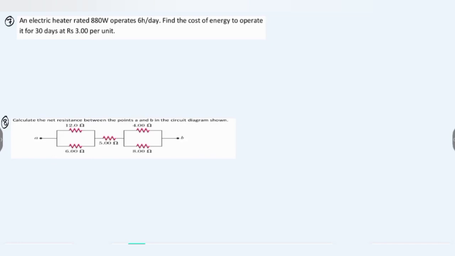Here this is very important in our daily life also. How do we calculate the electricity bill? How will the electricity bill be generated every month? That we have to know. This is related to the same concept. So here what is given? Power of the heater is given. And next, how many days it is used? And one more, what is the rate of power per unit? An electric heater rated 100 watt operates 6 hours a day. The cost of energy to operate it for 30 days.